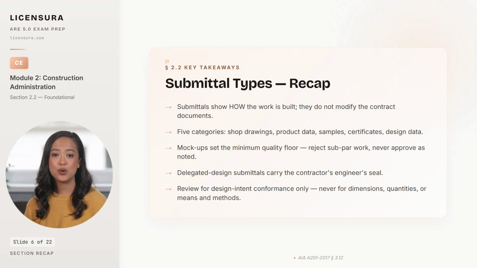And the bottom line rule that prevents almost every submittal lawsuit in this domain is to review for conformance with design intent. Never for dimensions, never for quantities, never for the means and methods of fabrication that belong to the contractor.